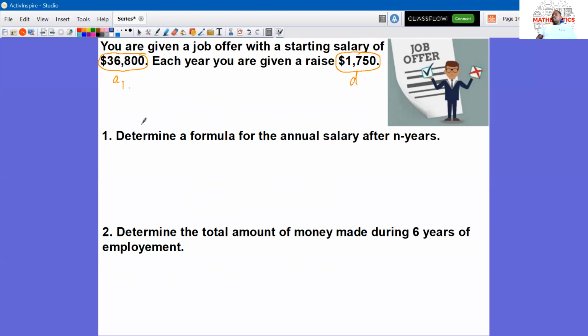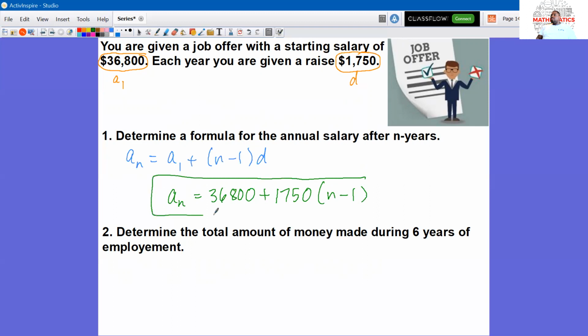So again, using our formula, we have An equals A1 plus n minus 1 times d. And all you do is simply plug in. So An would be 36,800 plus 1,750 times n minus 1. That would be the formula for your salary in n years.